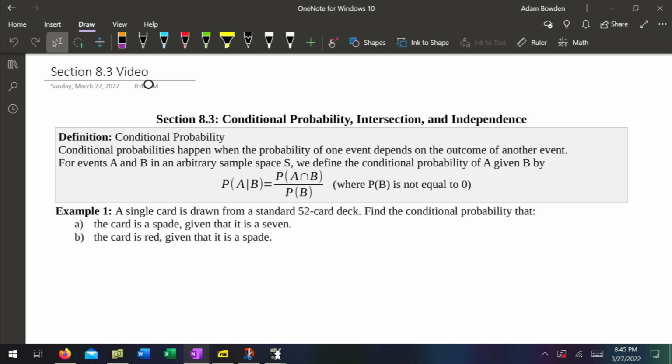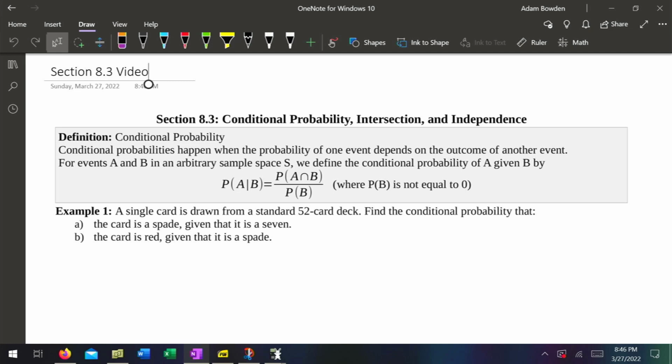In this section, we're going to continue on talking more about probabilities with the topics of conditional probability, more about the intersection, and another topic called independence in probability. And to start out with conditional probability, we have a new notation here.